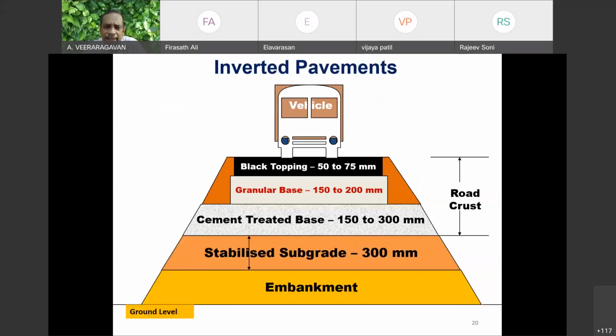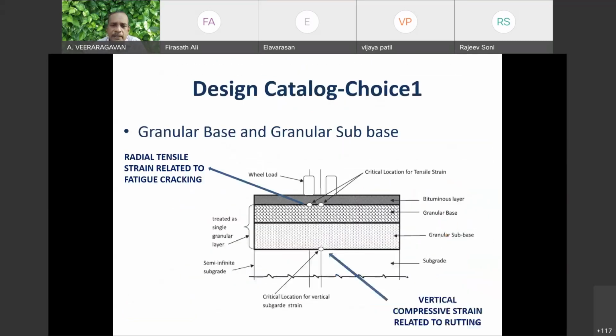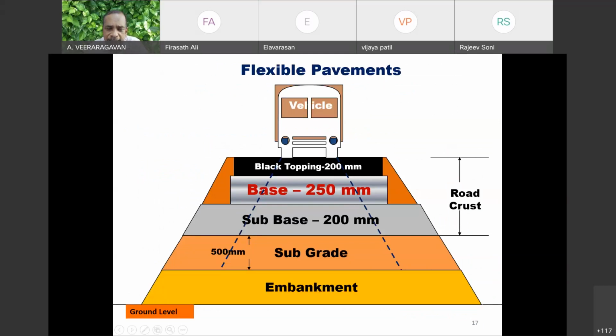What we found is that when you talk about a pavement like this, there is a modulus of this layer. I can call it a resilient modulus or a dynamic modulus or some such modulus.